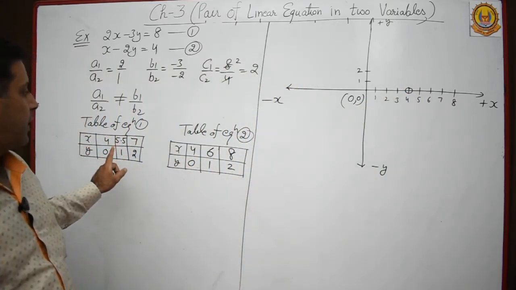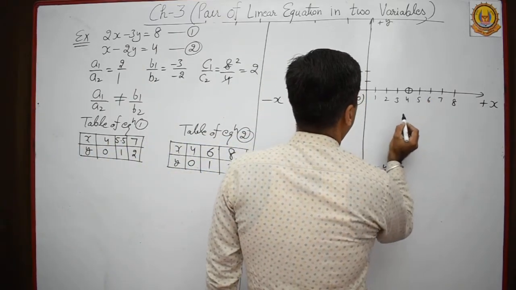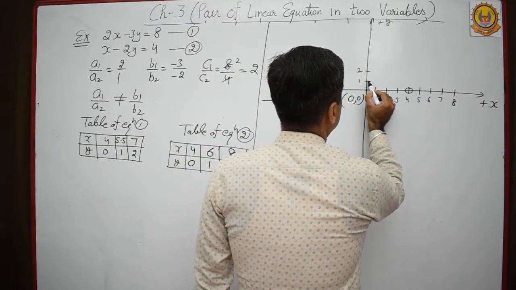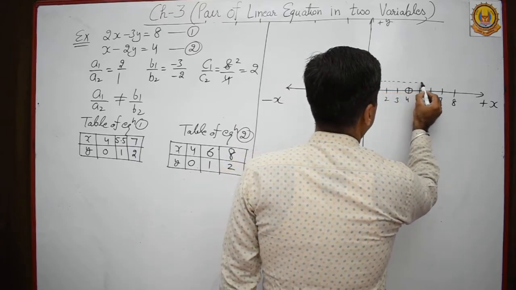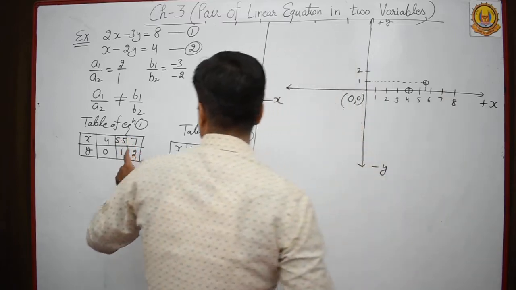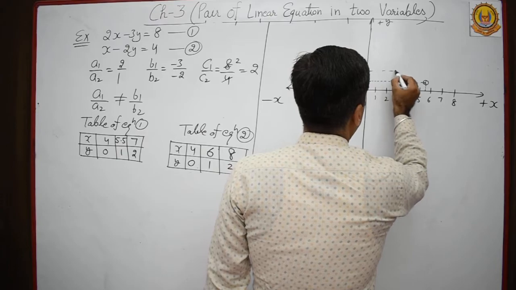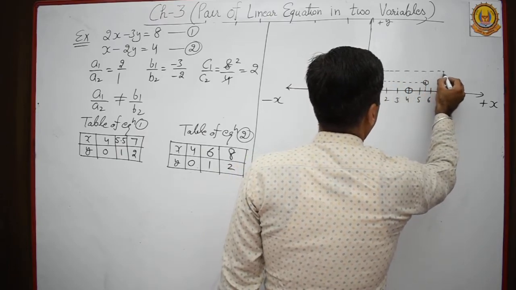Second is 5.5 and 1. So x equal to 5.5 and y is equal to 1. Just join these together like this. So this is (5.5, 1). Then x is equal to 7 and y is equal to 2. So join these two like this.